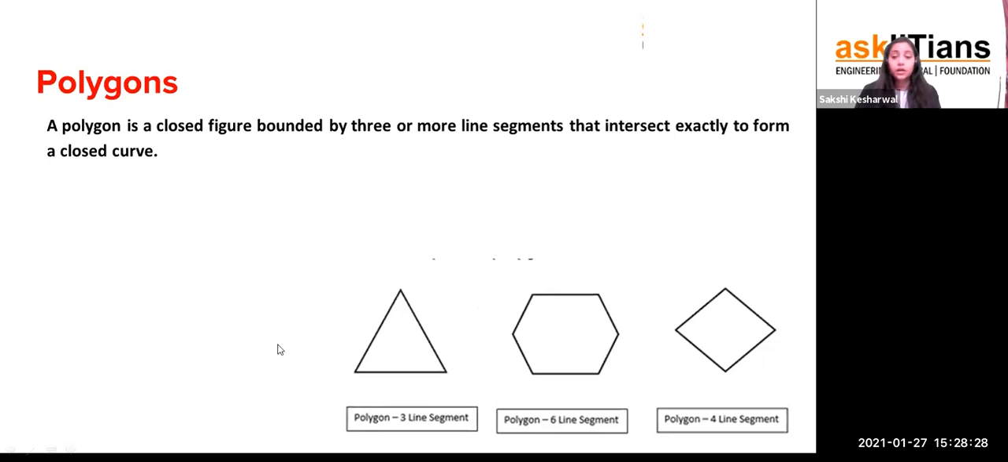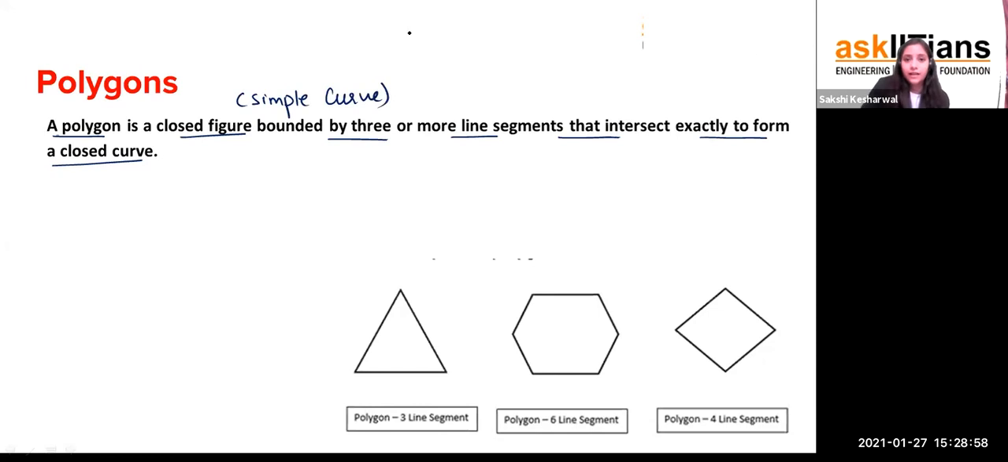Okay. Now, what is a polygon? Now we are on the polygon. A polygon is a closed figure bounded by three or more line segments intersecting to form a closed curve. What do you mean by a closed curve? Right now we have just made a closed curve, which means you don't know what is the beginning and what is the end point, and it should be a simple curve also, right? It should be a closed as well as a simple curve.